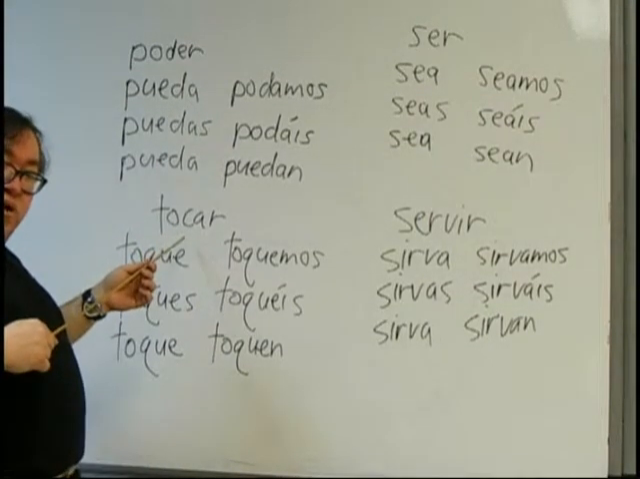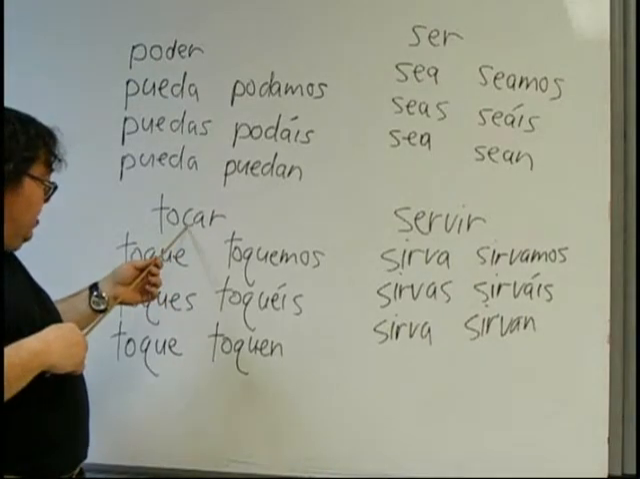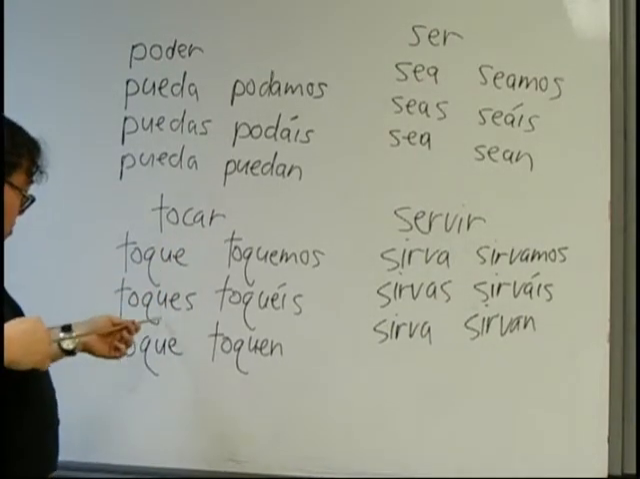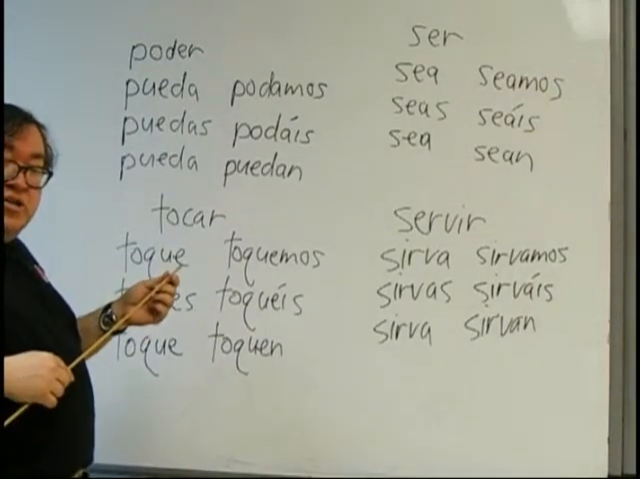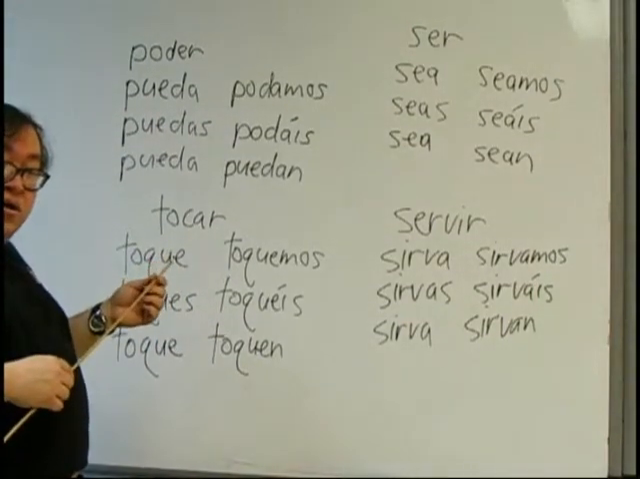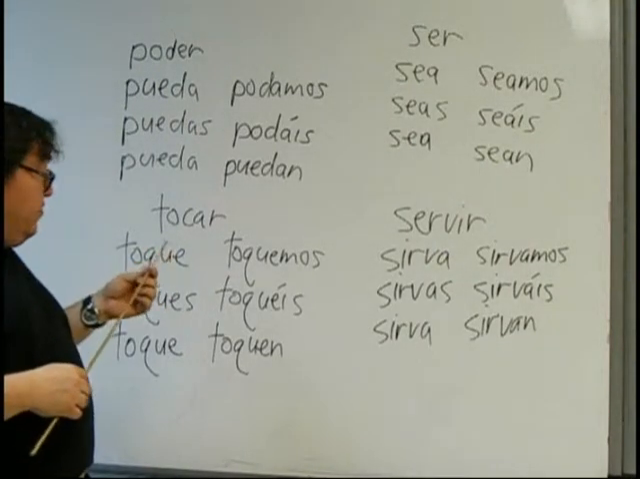And so when you have one of those 3 letters, you change. This C, for example, in tocar is going to change to a QU to keep that hard K sound. A G will change to a GU, like llegar. The yo form would be llegue, for the subjunctive.